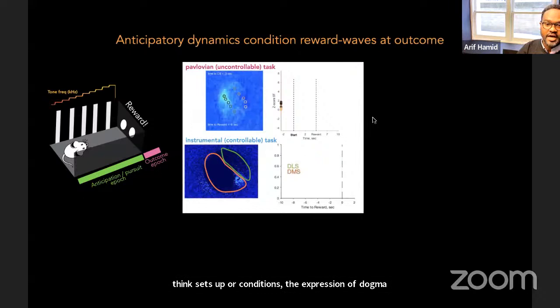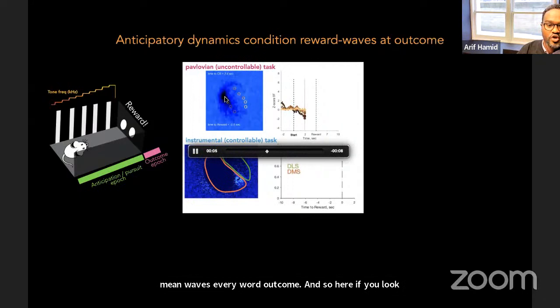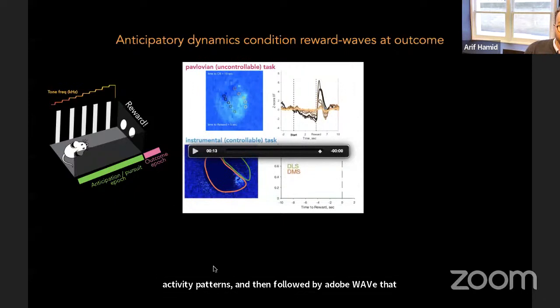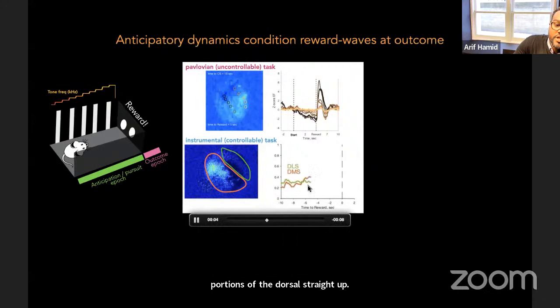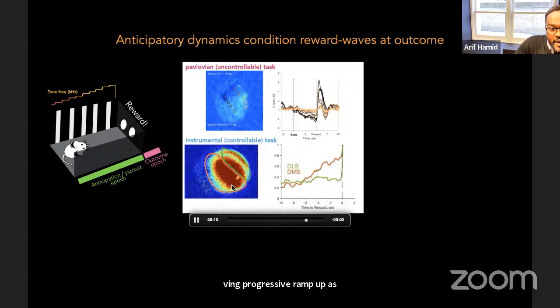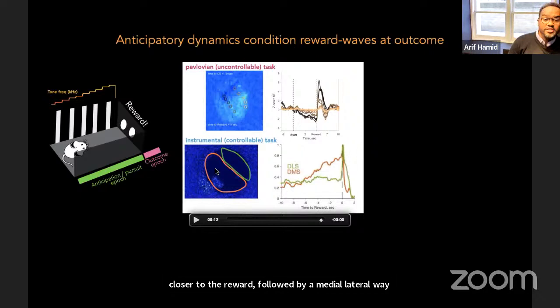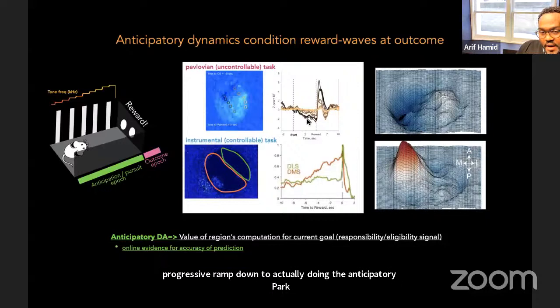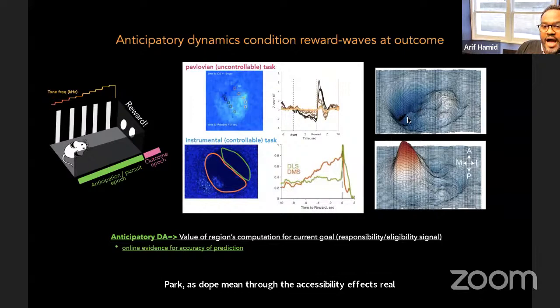And so here, if you look at what happens under Pavlovian conditions, you get these persistent ramp downs in dopamine activity patterns, followed by dopamine waves that deliver a delayed dopamine to the more medial portions of the dorsal striatum. Whereas under instrumental conditions, these dorsal medial striatal subregions are receiving progressive ramp ups as the animal gets closer and closer to the reward, followed by a mediolateral wave that tends to deliver dopamine to these more medial subregions faster. And we interpret these progressive ramps during the anticipatory epoch as dopamine, through excitability effects, relaying some evidence about how accurate the predictions of these striatal subregions actually are.